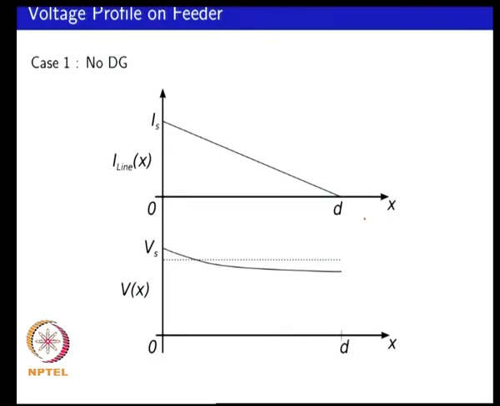The first case we will look at is when there is no DG, and this is what we discussed. You have a triangular current distribution along the feeder starting from the substation end up to the end of the feeder, and you end up with a parabolic voltage profile along the feeder. Okay. We'll then consider the case when you are adding a DG.